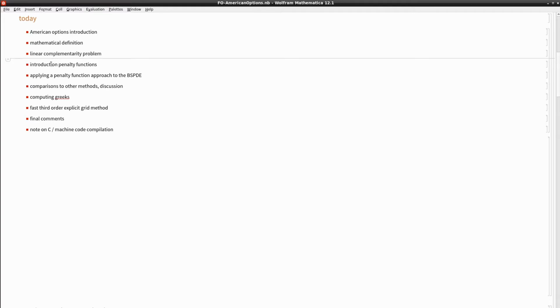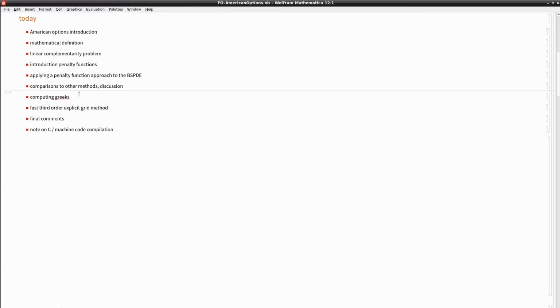So I will then follow with an introduction on penalty functions and then apply a penalty function to solve the Black-Scholes partial differential equation. It's a way that will allow us to solve the American problem just in the same manner as we have solved it in the European case. We just have to make one change to the differential equation and can use the same grid method. That's a major advantage because we don't have to split the domain into subdomains. Then I will follow with a discussion and compare it to other methods.